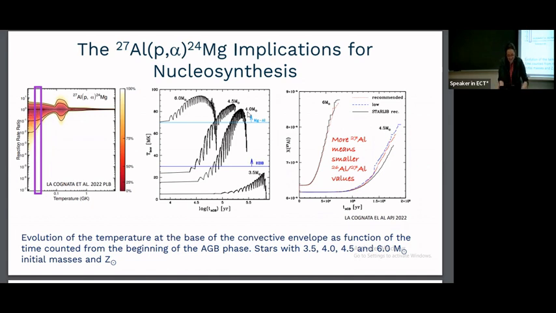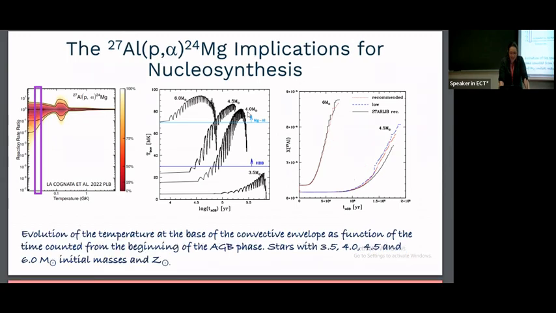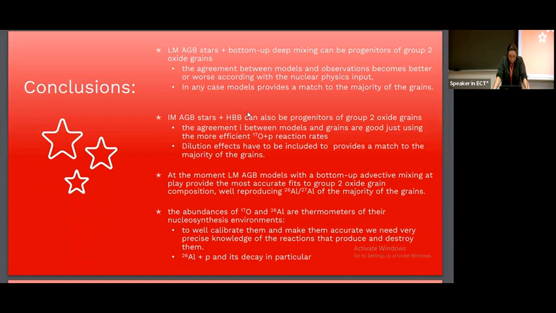I have no idea what is going on. And let me just conclude with this slide, okay, it's a Christmas slide because I also want to wish you the best for the next holidays. But low mass stars seem to be good progenitors of oxide grains if they are affected by bottom-up mixing, advective mixing. And it seems so because our models at the end are not so affected, the fit of the model is not so affected by the changing of the nuclear physics input.